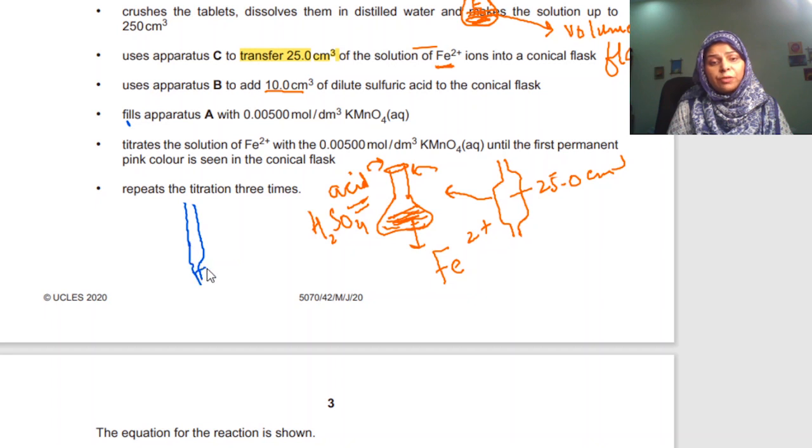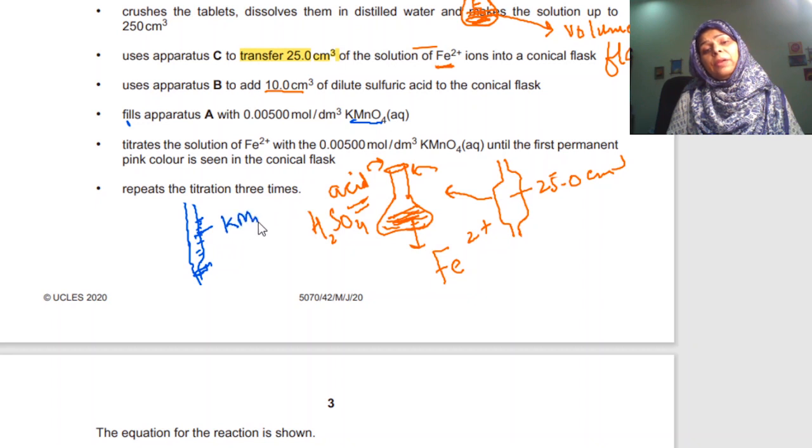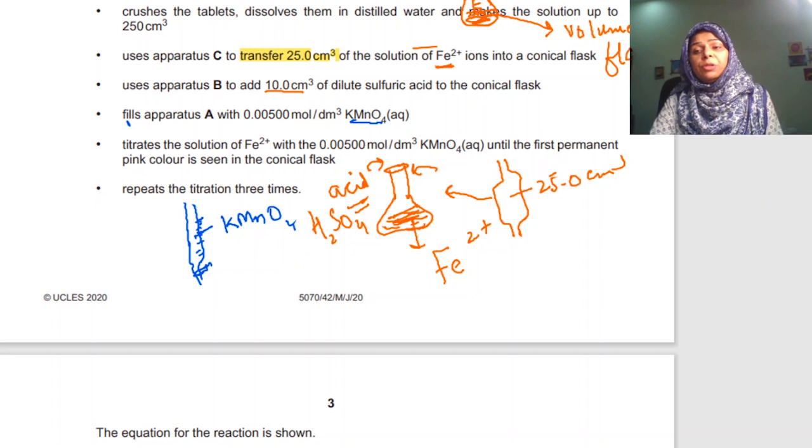So the burette is filled, a little bit tilted. Okay, it's okay. The burette is filled with KMnO4, potassium permanganate, right? So drop wise we will add it into the conical flask. Titrate the solution of Fe2+ ions with 0.00500 mol per dm³ KMnO4 until the first permanent pink color is seen in the conical flask, right?